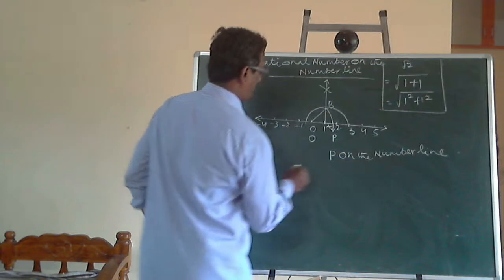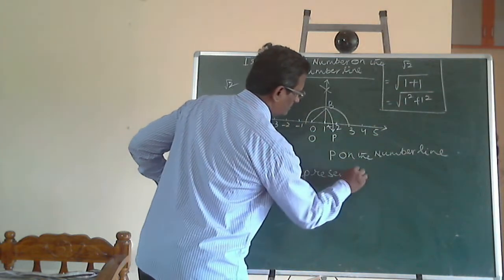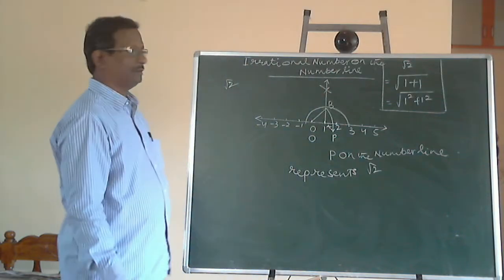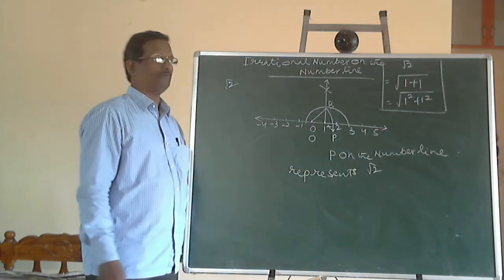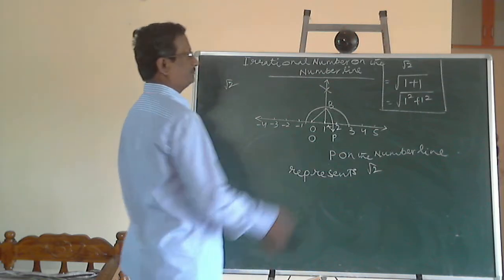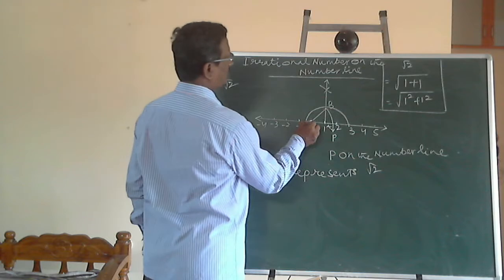P on the number line represents root 2. It's possible to draw root 3, root 5, other numbers also on the same number line. In fact, we say it is the tree of irrational numbers.